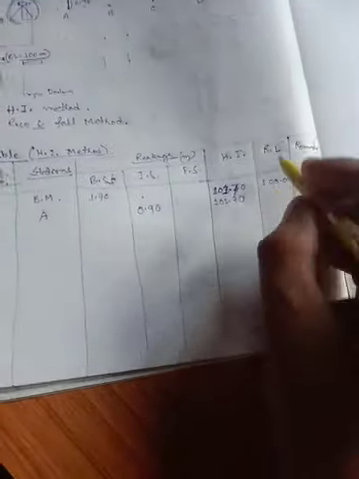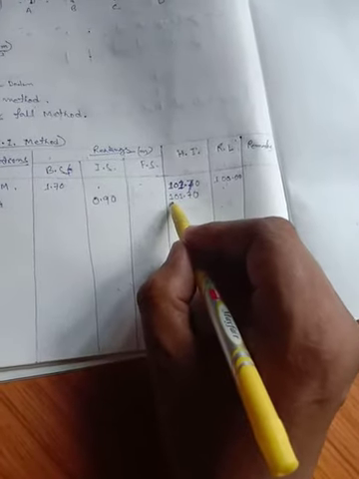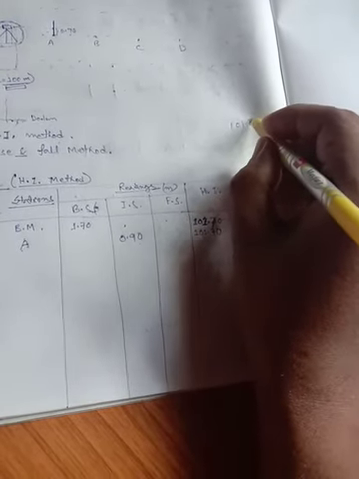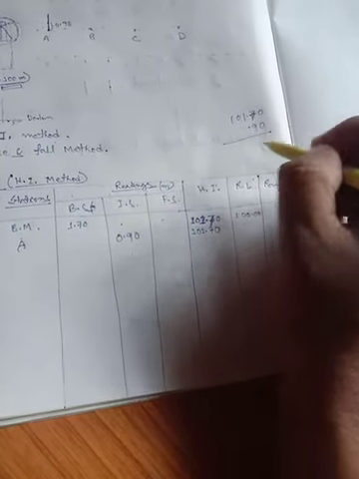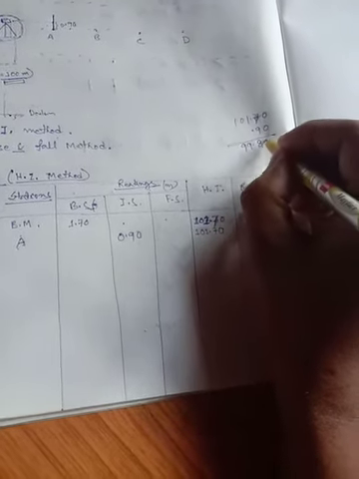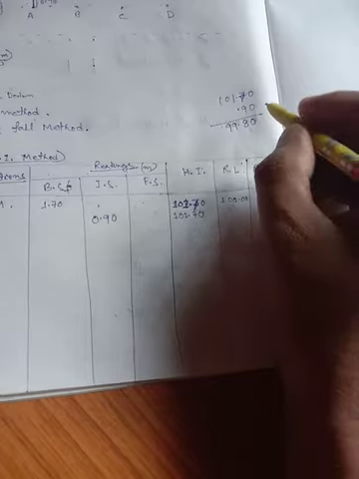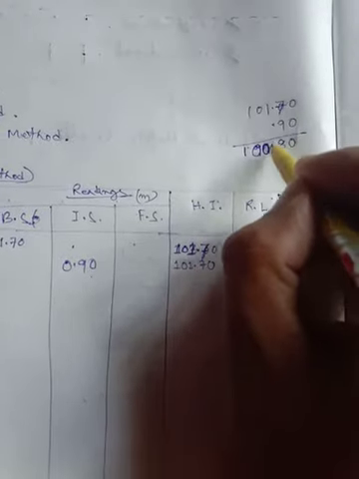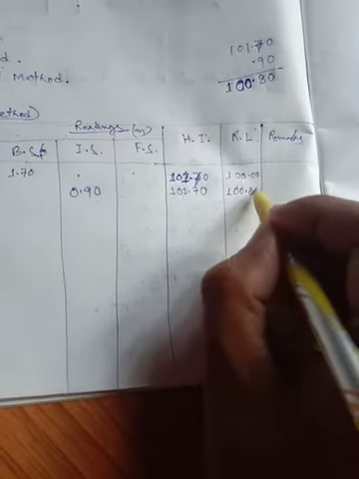Okay, so now what will be the RL of point A? RL of point A will be 101.70 minus 0.90, obviously. So 101.70 minus 0.90, it will be 99.80, is it not? No, it will be 100.80. So now here RL will be your 100.80.